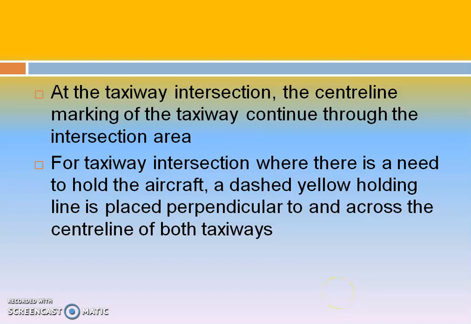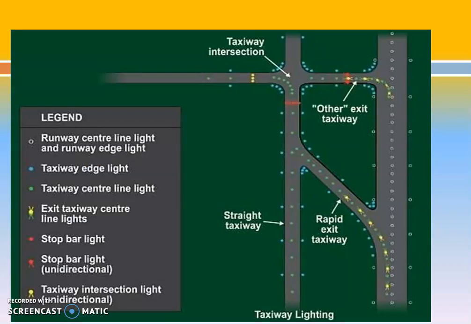At the taxiway intersection, the center line marking of the taxiway continues throughout the intersection area. Where there is a need to hold, where we want to stop the aircraft, a dashed yellow holding line will be placed perpendicular. At that junction we have to hold the aircraft. We should not continue. This is about the taxiway.